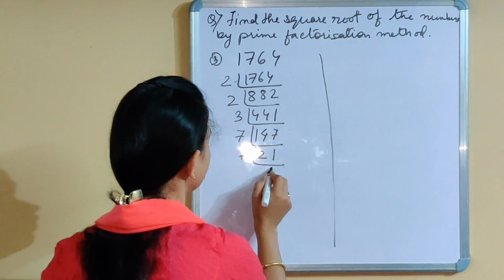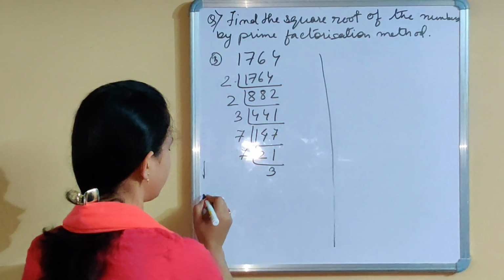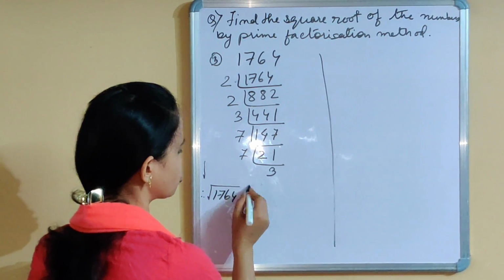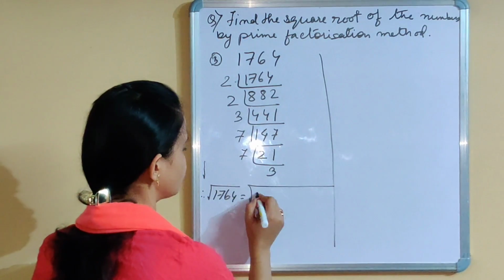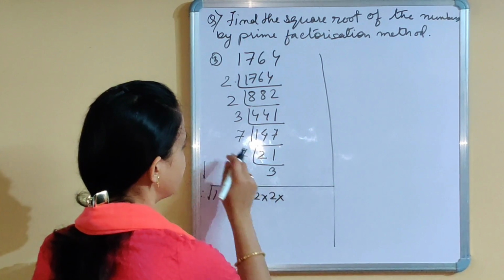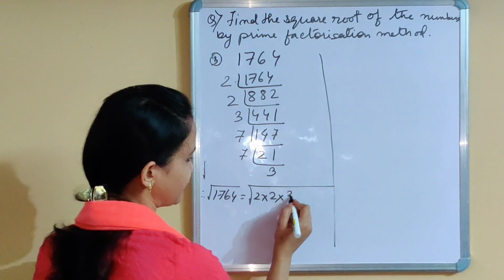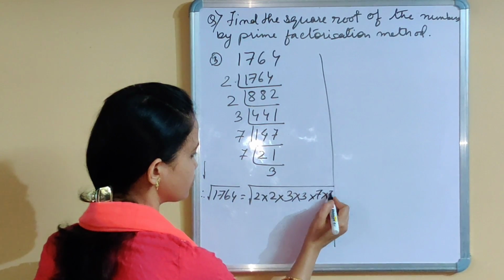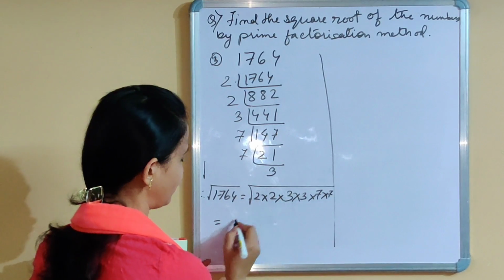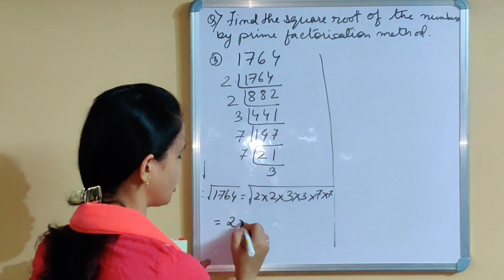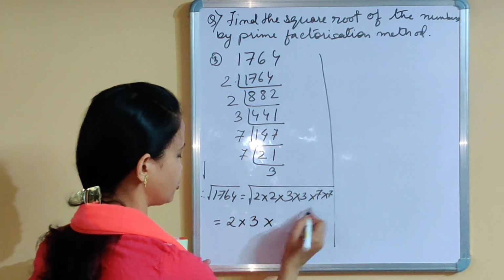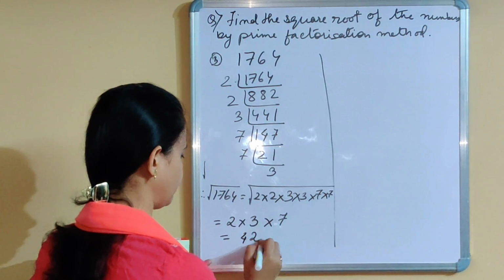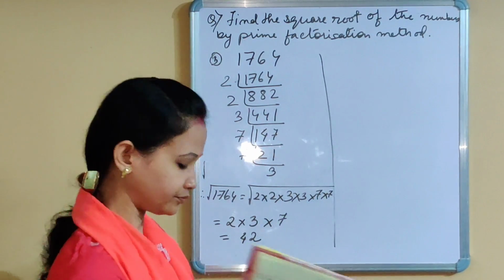Then 7 into 3. So the square root of 1764 is 2 into 2, then there are 2 3s, let me write it together, there are 2 7s, 7 into 7. Now from this 2 2s I'll take 1 2 out, from this 2 3s I'll take 1 3 out, from this 2 7s I'll take 1 7 out. So the answer is 42.